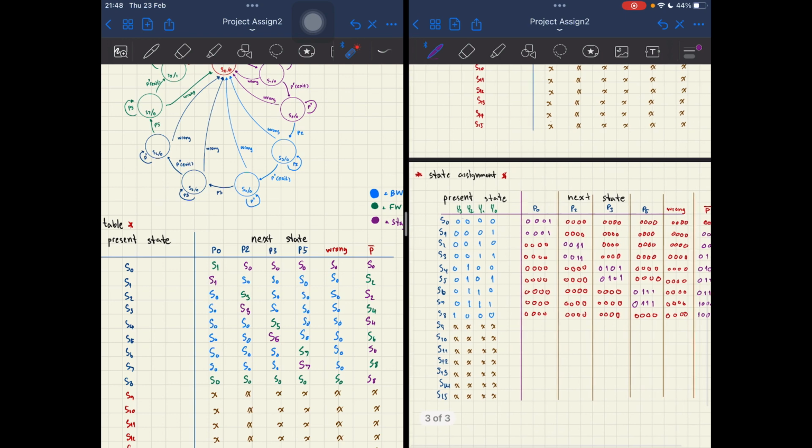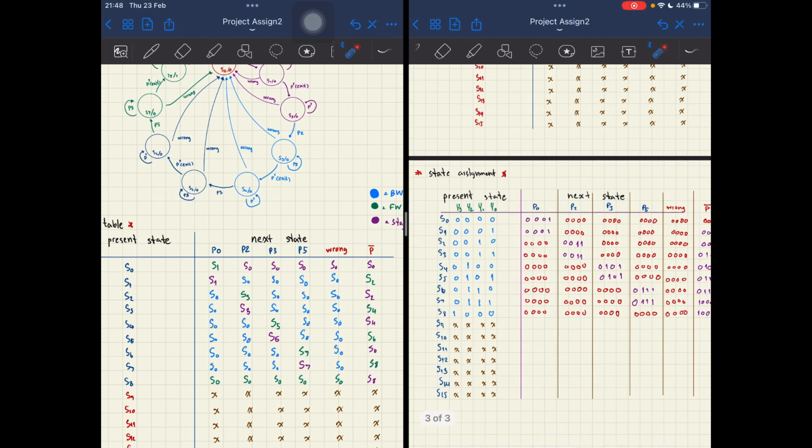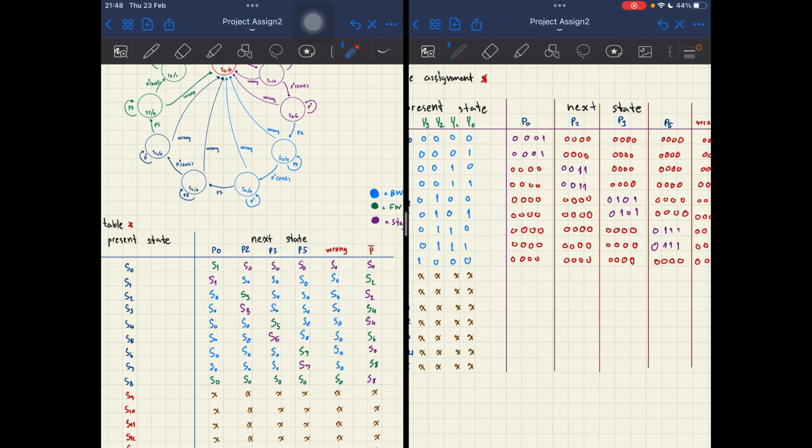So what's going to happen from state 9 to state 15? I said that it is a don't care term, so we just put don't care terms in it. So it's like x x x x, from state 9 to state 15. So we'll copy.